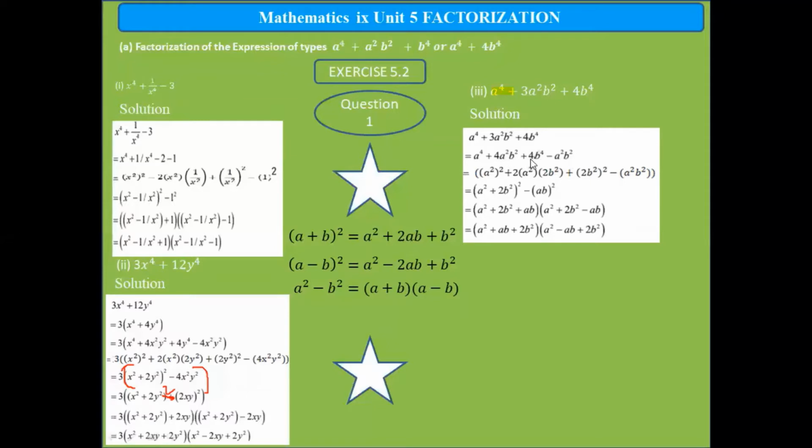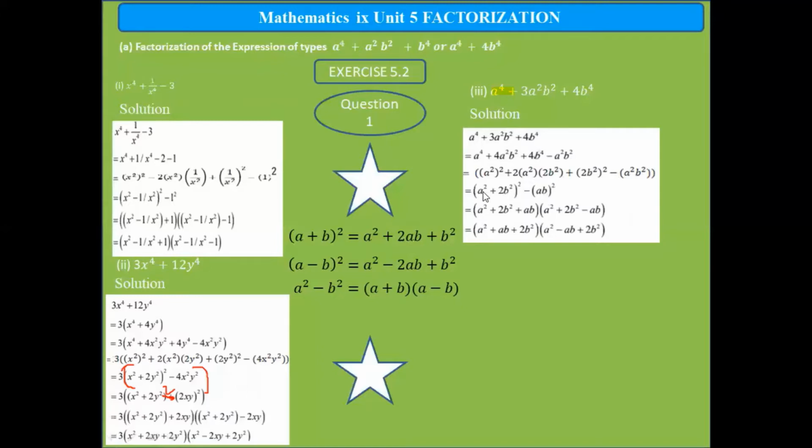Now this expression can be written in the form of a square. So a raised to power 4 can be written as a square whole square, plus 2. This is the first term a square, and second term 4b raised to power 4 can be written as 2b square whole square. So we write this with 2b square: 2ab, plus b square, and minus a square b square as it is.